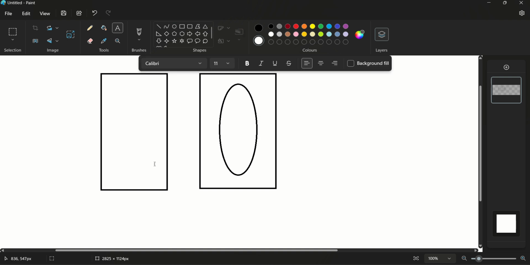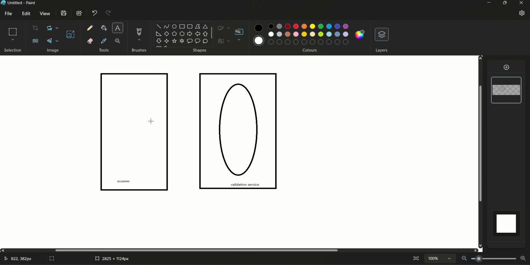With the help of the diagram I can explain: this is the e-commerce, and this is the validation service. When e-commerce calls our system, it first hits the validation service. They communicate with the help of an API. When we receive data through the e-commerce API, we check data integrity to ensure the data is not tampered with.